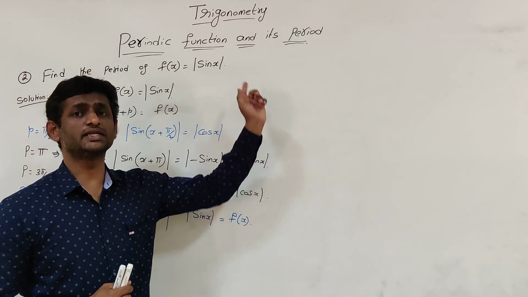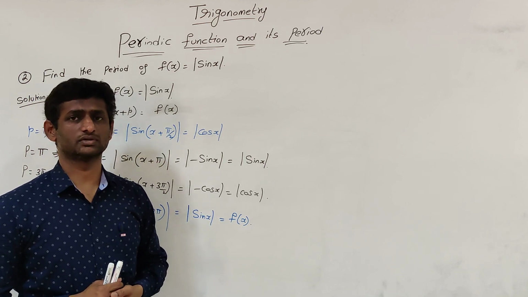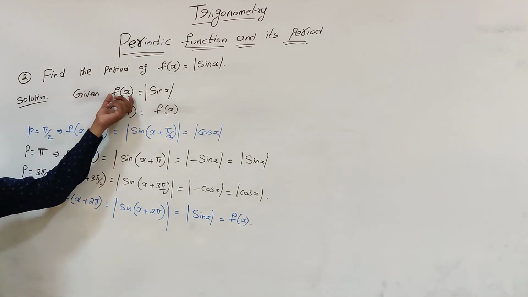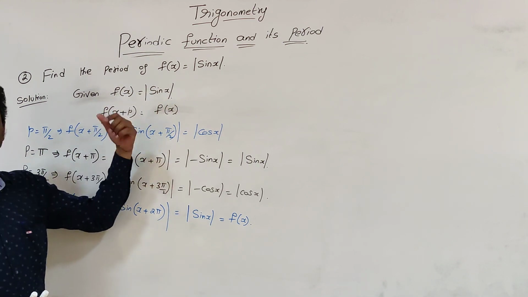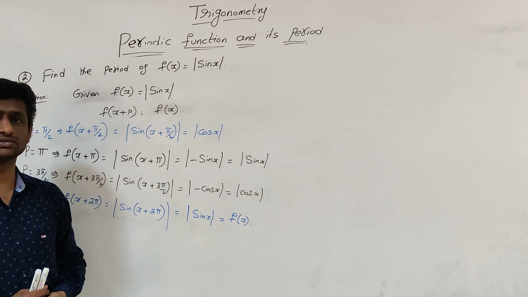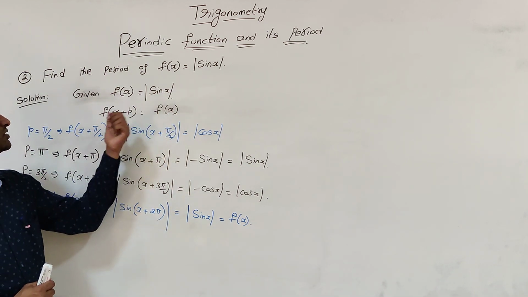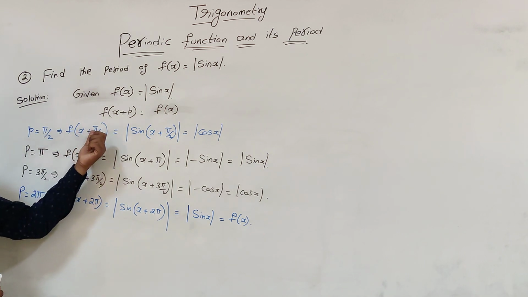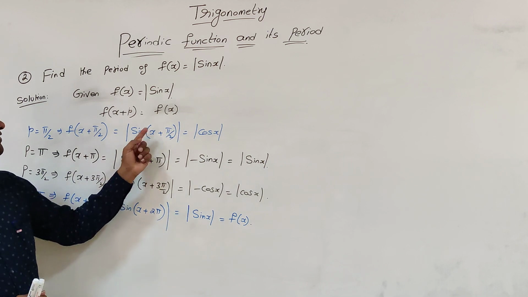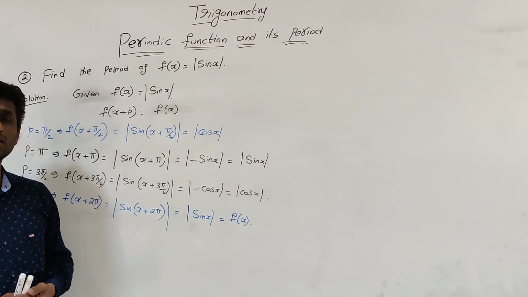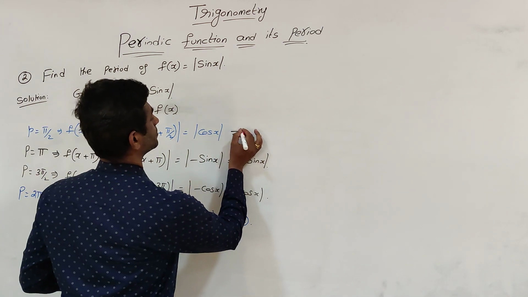And it should satisfy the condition f of x plus p is equal to f of x. So what is given? f of x is the modulus of sin x. f of x plus p should be the same as modulus of sin x, that is f of x. Now if I go for p is equal to pi by 2, f of x plus pi by 2 is modulus of sin of x plus pi by 2. Sin of 90 plus theta means cos theta. So it is mod cos x, which is not equal to f of x.